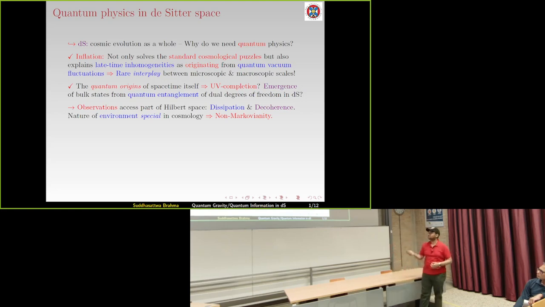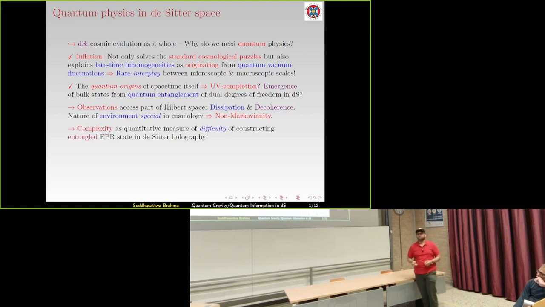What is remarkable to cosmology is the nature of the environment. Typically, this is not the kind of environment that we often encounter in condensed matter physics and so on. I'll describe this in a little more detail later on. In particular, there's a phenomenon called non-Markovianity, where there's a history dependence of the state, where the state came from, that creeps in due to this special environment in cosmology.